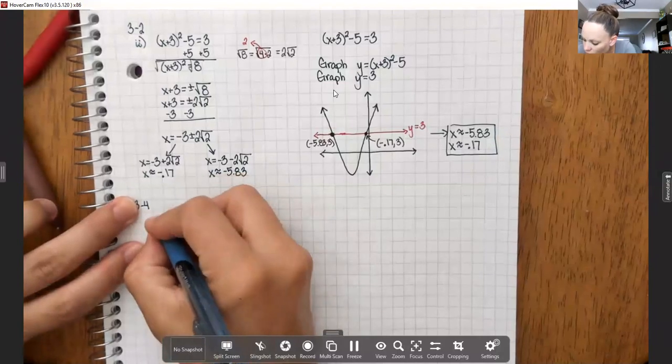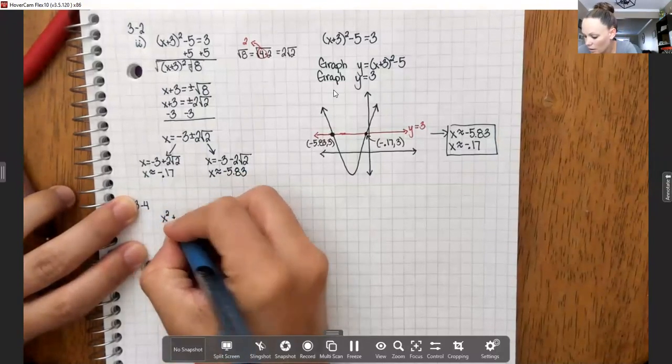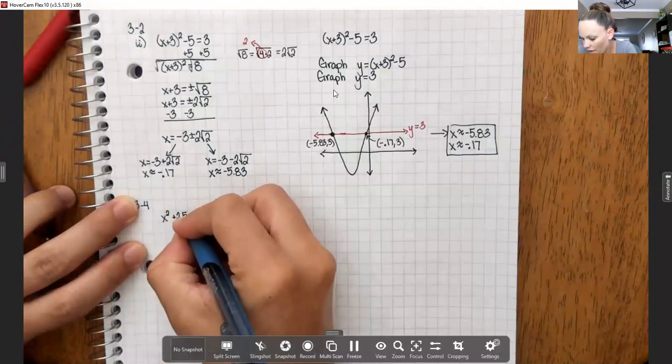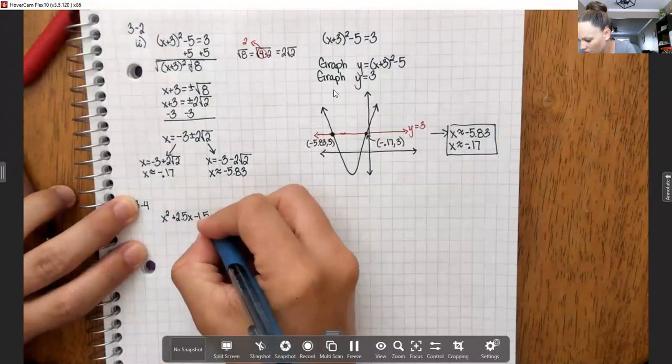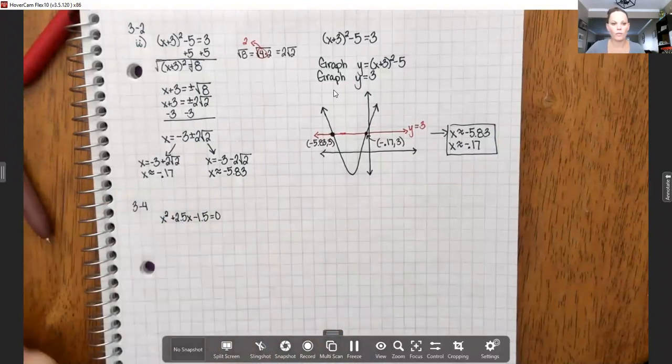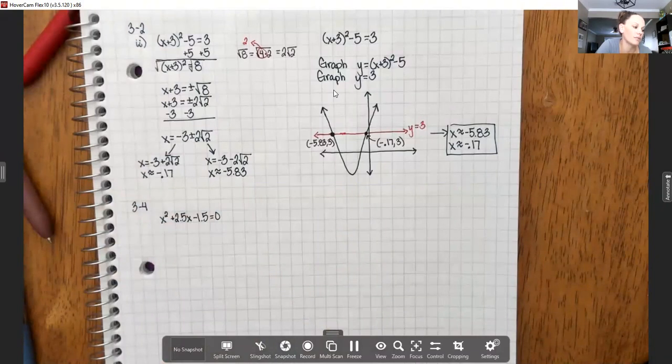So 3-4 is x squared plus 2.5x minus 1.5 equals 0. It says Graciela is trying to solve this equation. I think I need to use the quadratic formula because of the decimal, she tells Walter. Walter replies, I'm sure there's another way. Can't we rewrite this equation so there aren't any decimals? What is Walter talking about?